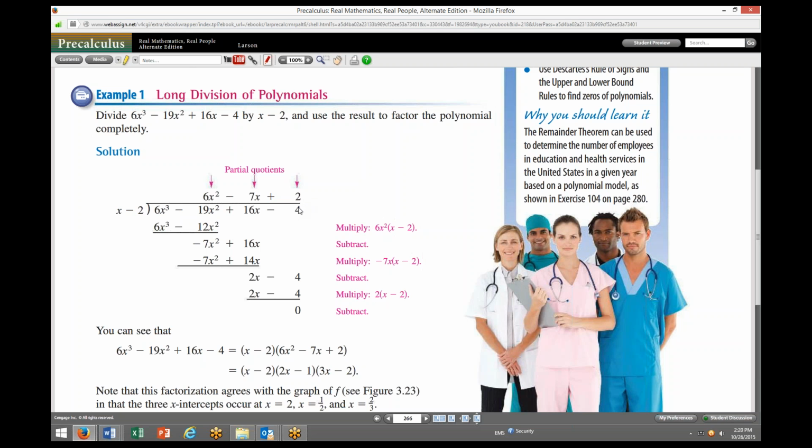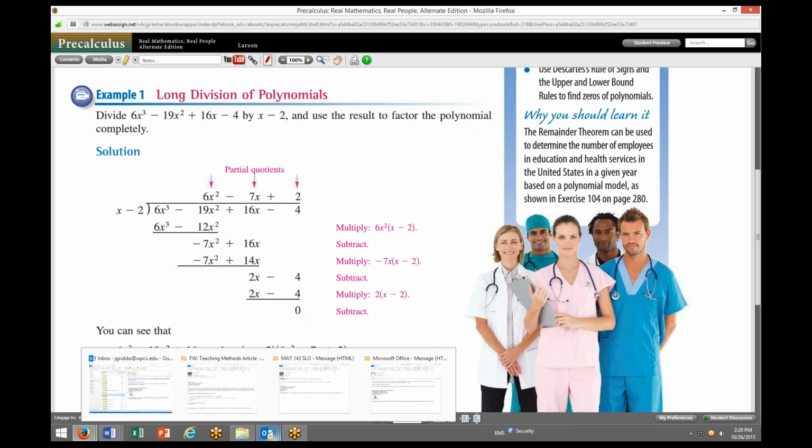And now we multiply 2 times the x and 2 times the minus 2. So 2 times the x is 2x, 2 times the minus 2 is minus 4. And yes, we subtract 2x minus 4 from 2x minus 4. Well, anything minus itself is 0, so the 0 gets posted here as the remainder. The remainder technically is 0, or as we often would say it, there is no remainder, but the remainder is 0.